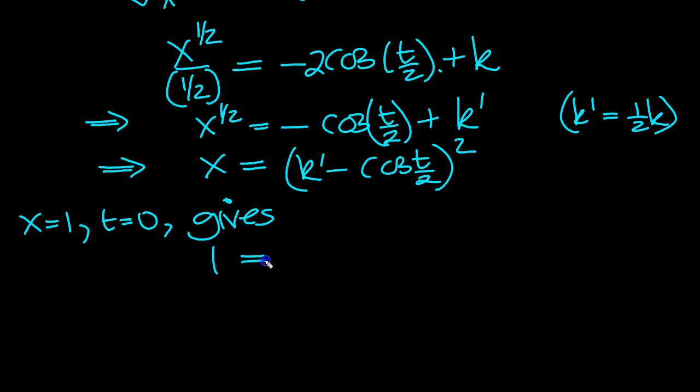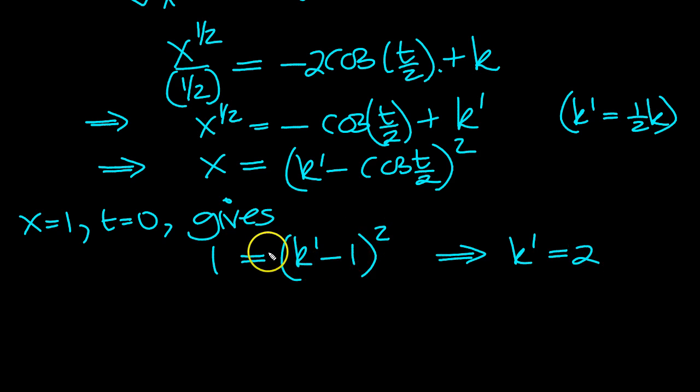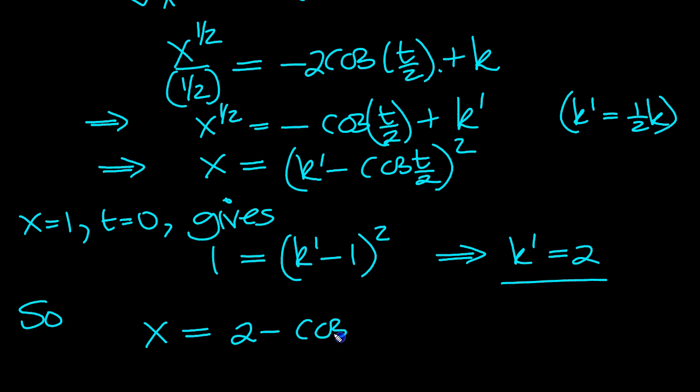1 is equal to, t is 0, so we get k dashed minus cos 0, which is 1, all squared. So this squared is 1, so that number in the bracket must be 1, so that tells us k dashed must equal 2, because 2 minus 1 squared is 1. So k dashed is 2 then. Okay, so x is equal to 2 minus cosine t over 2 all squared.